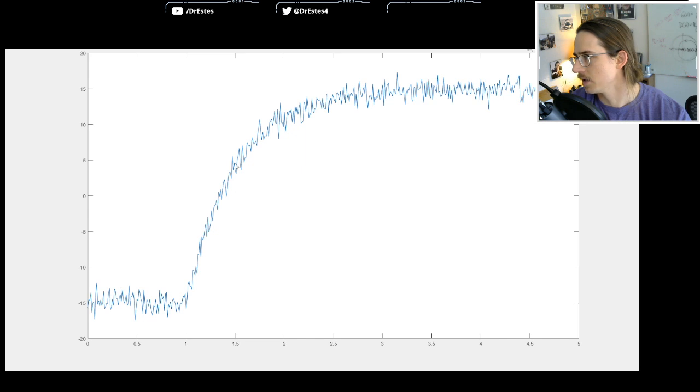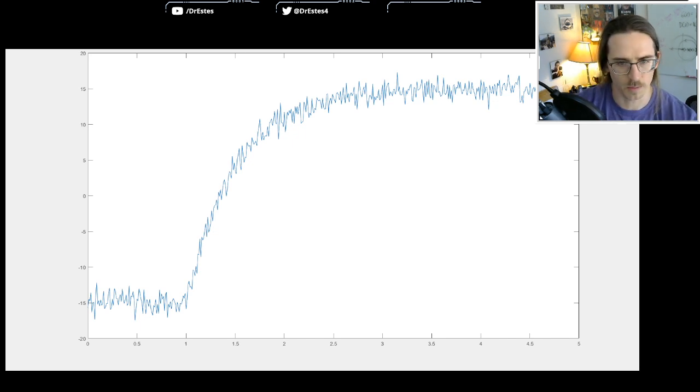Let's say it's around half a second, though, because we started going up at time equals 1, and then around time equals 1.5, it seems like we're kind of there. So it takes half a second to get 63% of the way up.